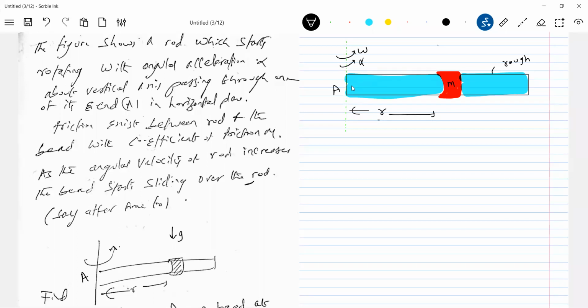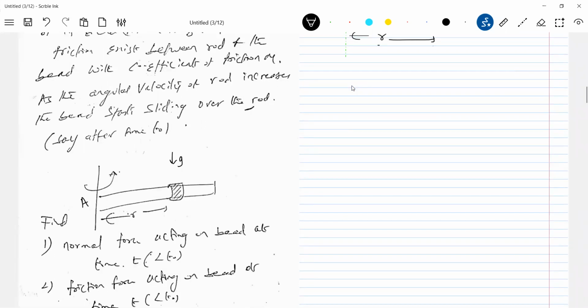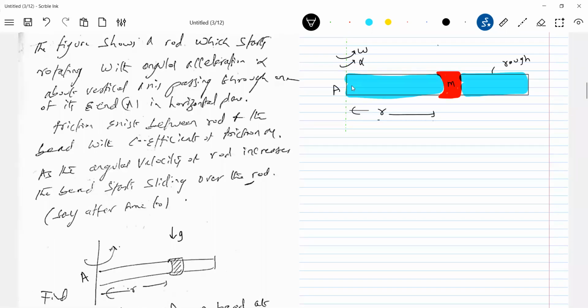As the angular velocity of the rod increases, the bead starts slipping over the rod, say after time t naught. Then find the normal force acting on the bead at time t, and the frictional force acting on the bead at time t less than t naught. So when will it start slipping? After some time t naught, it is telling.